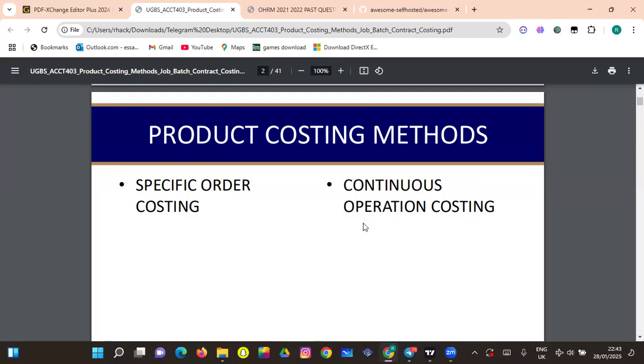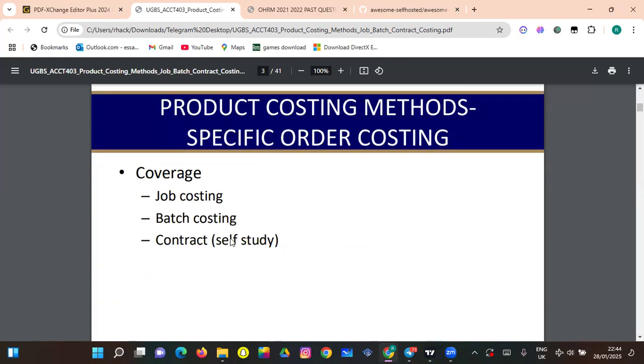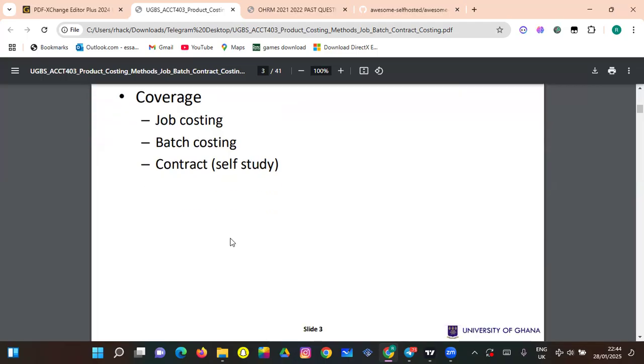So we are going to look at this here. And we will also talk about contract costing, but our TA told us that contract costing wouldn't come in the exam. Maybe if it will come, it will be the reading aspect, so I wouldn't really talk much about the calculation aspect. So we are going to cover job costing, batch costing, and contract costing in this session.